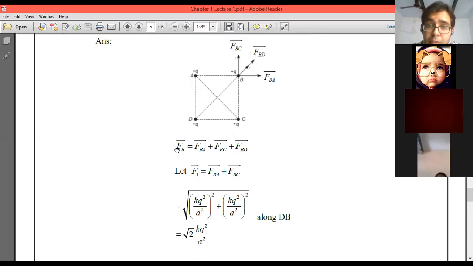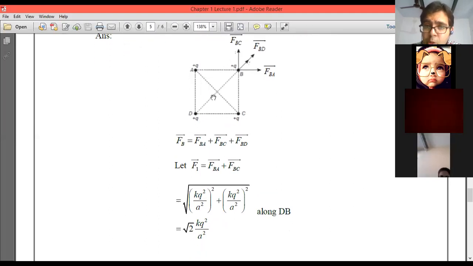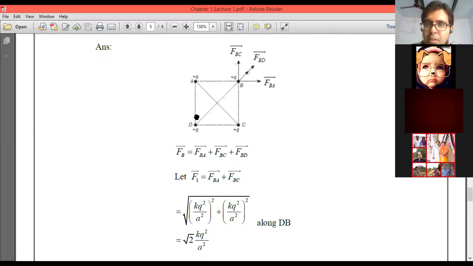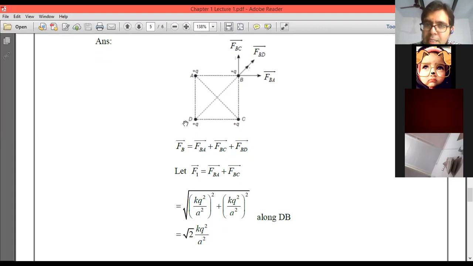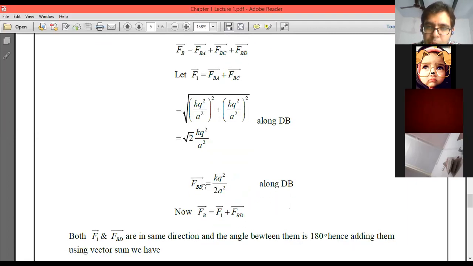Now, the force on charge B due to the charge present at D will be in this direction. Since they have the same sign, the charge present at D will try to repel the charge present at B. So it will be along BD only. So we can easily find out, K Q square upon square of root 2A. This length DB is root 2A, and it comes out to be K Q square upon 2A square.